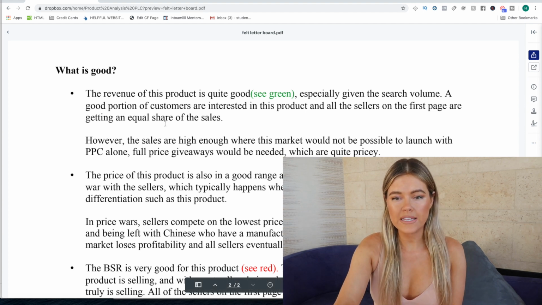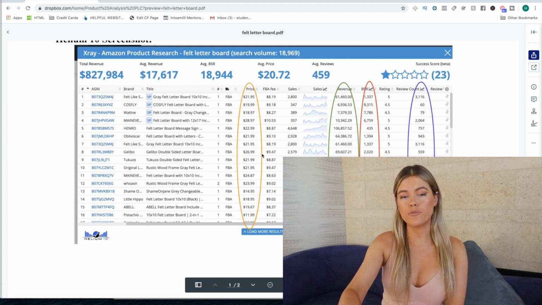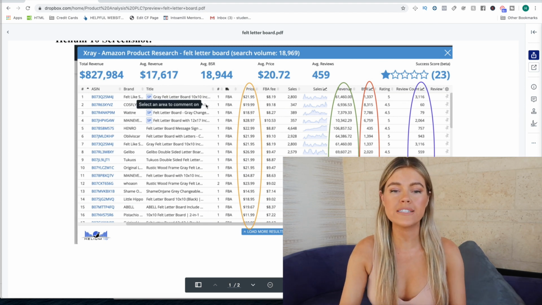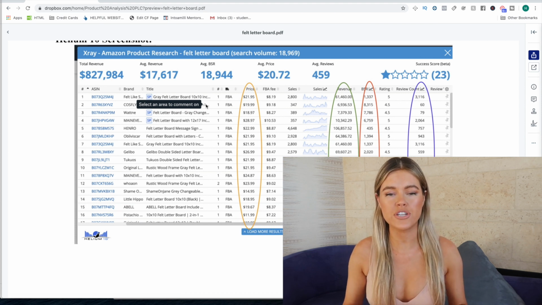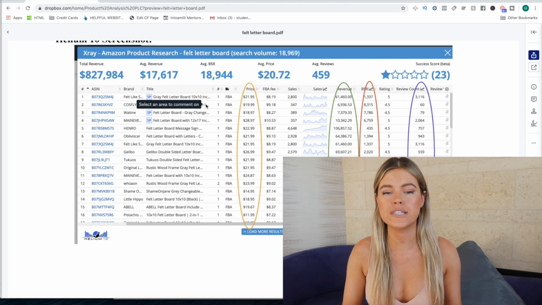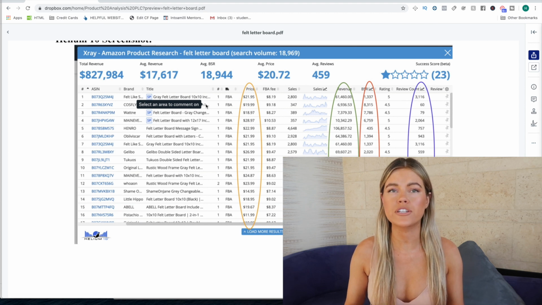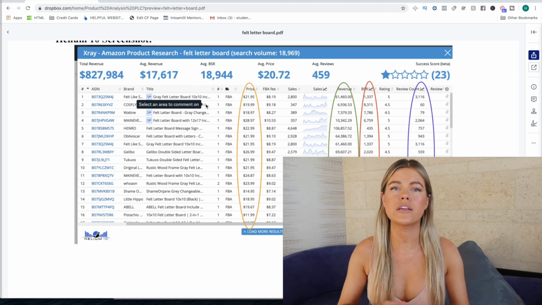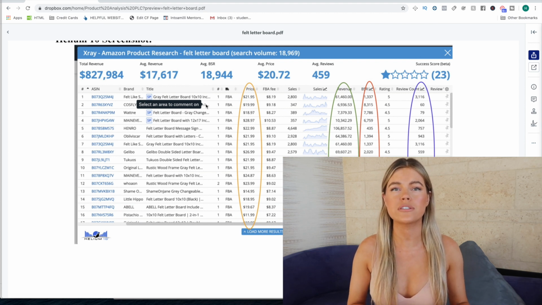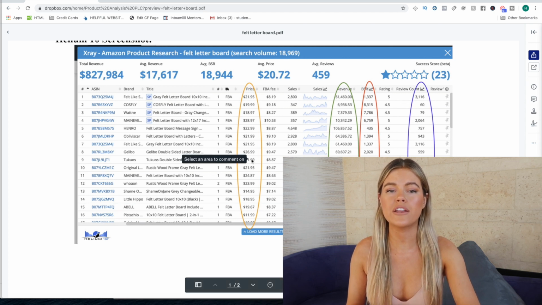Okay, so let's see. Next is the price. I say that the price is also a good thing because it's really stable. Everyone has the same price, more or less. No one is engaging in a price war, which is what you see a lot in certain products where one seller has a competitive advantage because they're able to get their price lower, so they outcompete everyone else, and then the next person lowers their price, so eventually it goes down and down, and it's a price war. So there's none of that here, which is great.